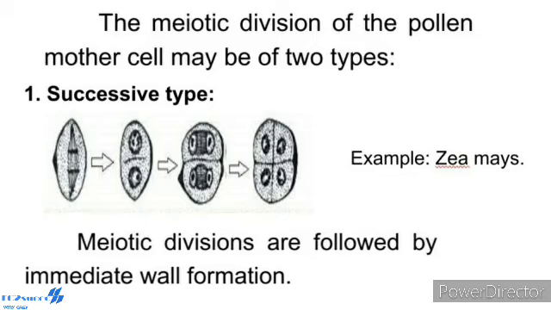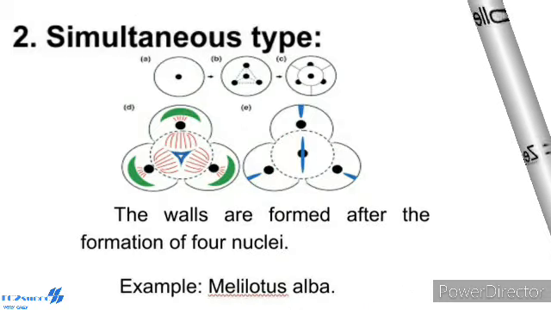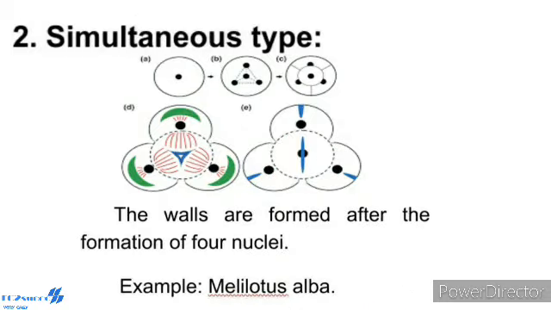In this type, the cell plate is formed from the center and then extends centrifugally on both sides. This type of wall formation is common in monocots. Second one, simultaneous type. In simultaneous division, walls are formed after the formation of 4 nuclei. Example, Melilotus alba. The wall formation in simultaneous type is centripetal. This type of wall formation is common in dicots.